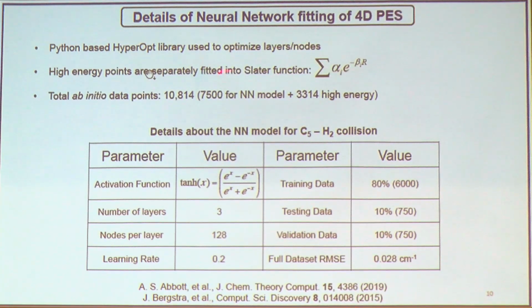As I was saying, the high energy points are fitted using a scatter function, the activation function we use is the tanh function, and the learning rate is fixed at 0.2. For this, we got an RMSE error of less than 1 centimeter inverse, which tells us the surface obtained by neural network fitting is ready for performing the dynamics calculation.